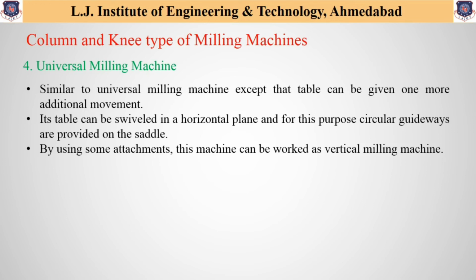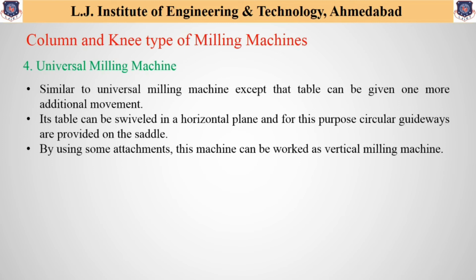And this attachment can also help: if we add some extra attachments, then this horizontal universal milling machine can also be converted into the vertical milling machine. So there is only one difference between horizontal and universal milling machine, that is, in addition to the movements available in horizontal milling machine, one extra movement, the swiveling movement of the table in horizontal plane, can be obtained in this universal milling machine. So this is about the universal milling machine, because all other parts and construction are similar to the horizontal milling machine.